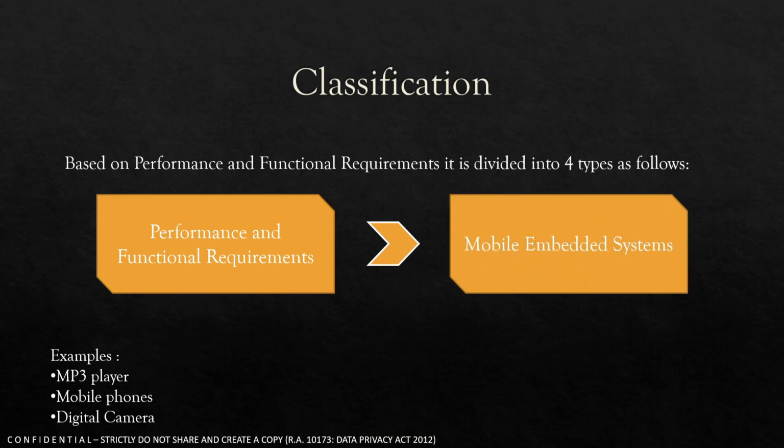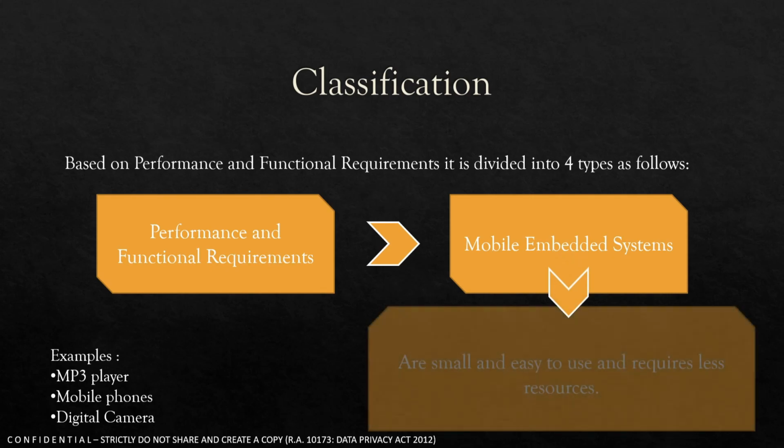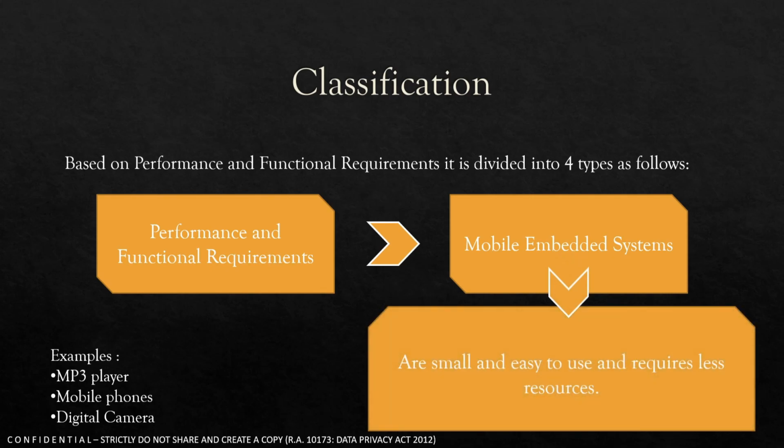And the last one is the mobile embedded system. These are small, easy to use, and require fewer resources. Meaning, they are the most preferred embedded systems. From a portability point of view, mobile embedded systems are also best. Examples are MP3 players, mobile phones, and the digital camera.